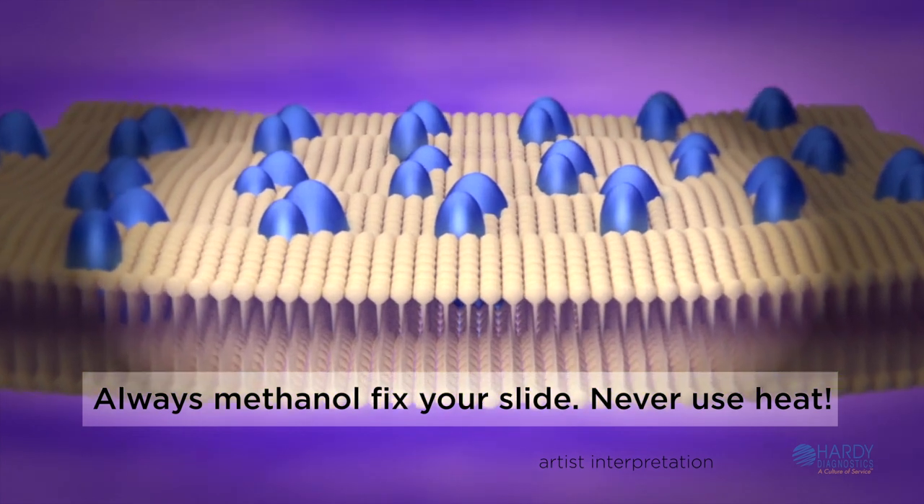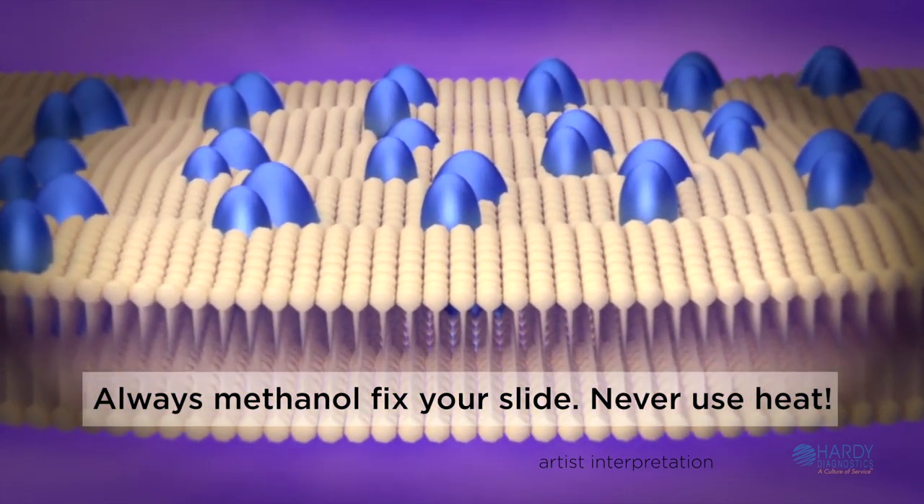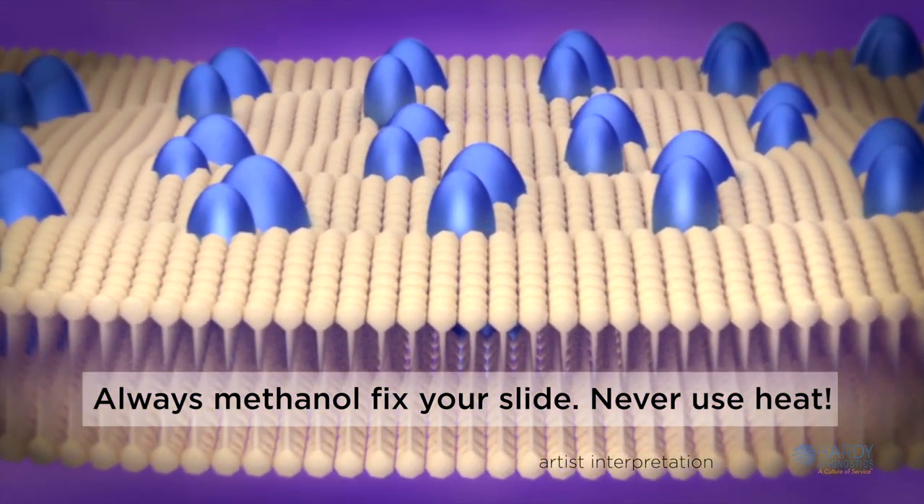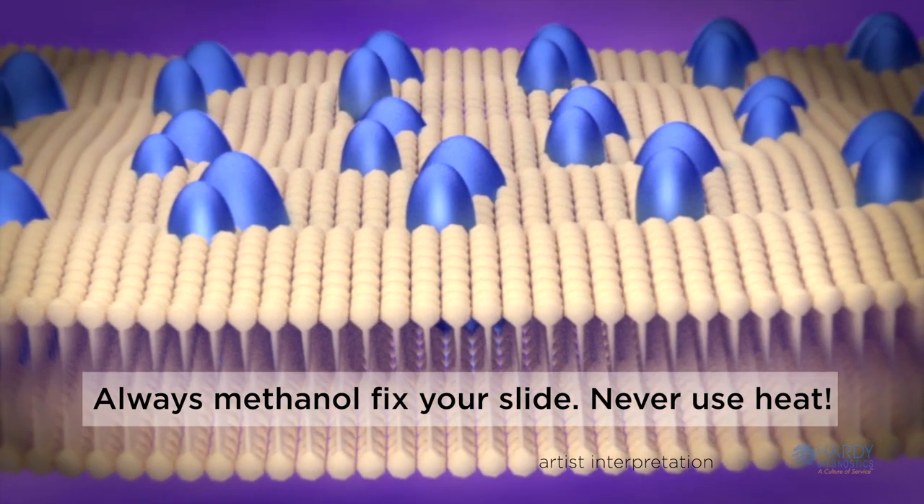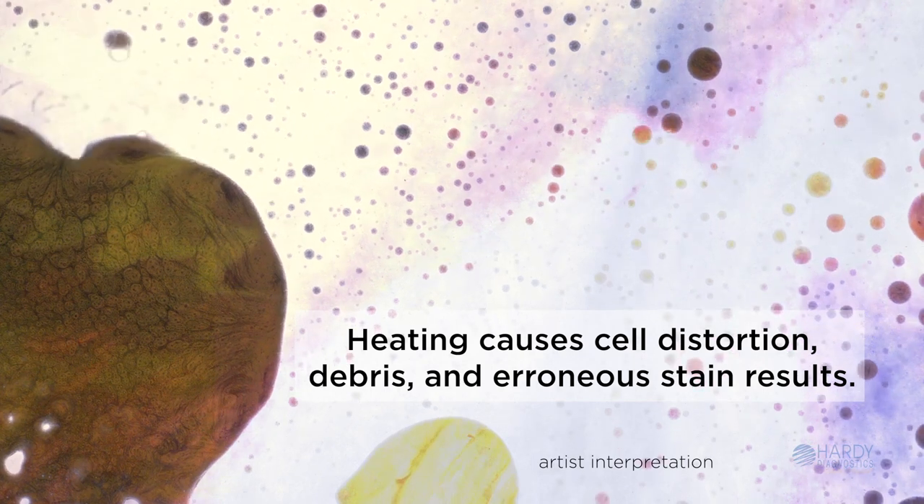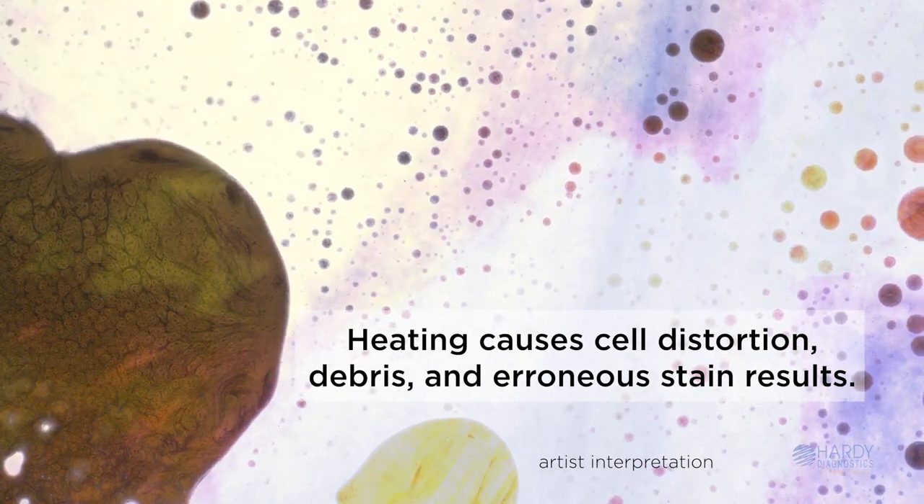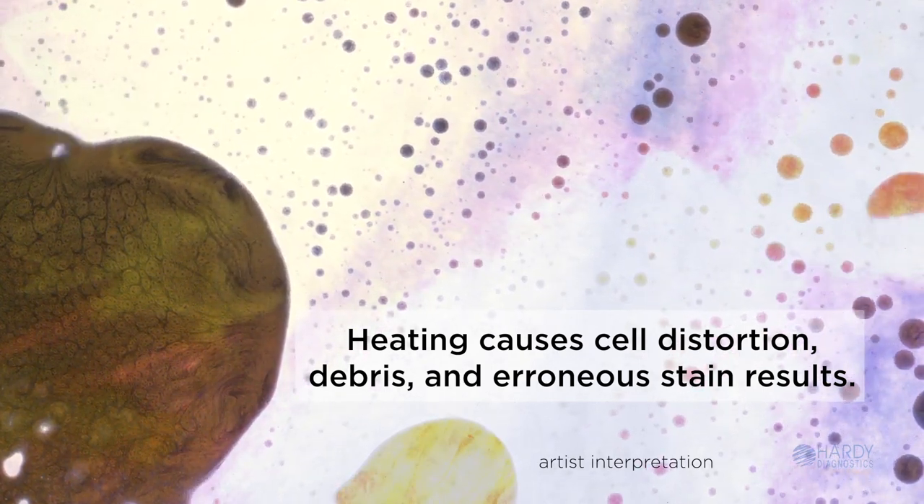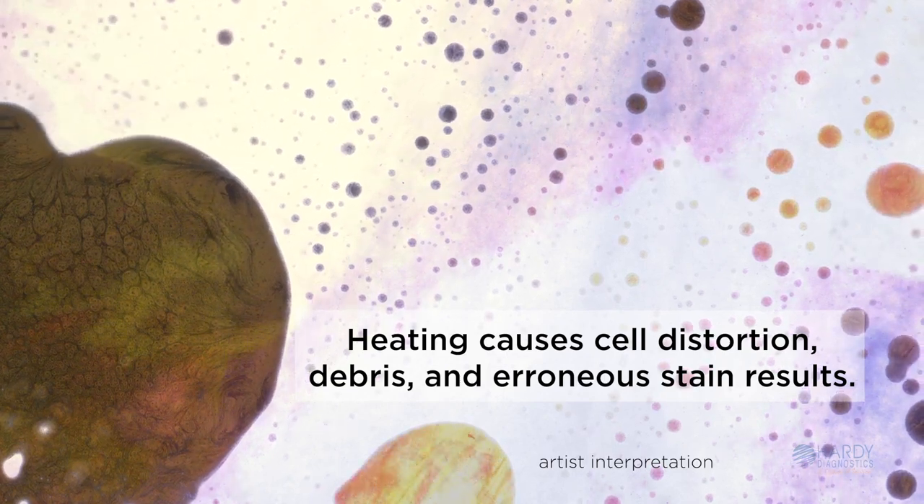Bacterial cells are then fixed to the slide using methanol. Fixing cells is important, as it prevents the cells from washing off during the staining process. Methanol fixation is recommended rather than heat fixation, as methanol preserves the cell's morphology. Heating the slide will cause cell distortion, could increase cell debris, and may cause erroneous Gram reactions.